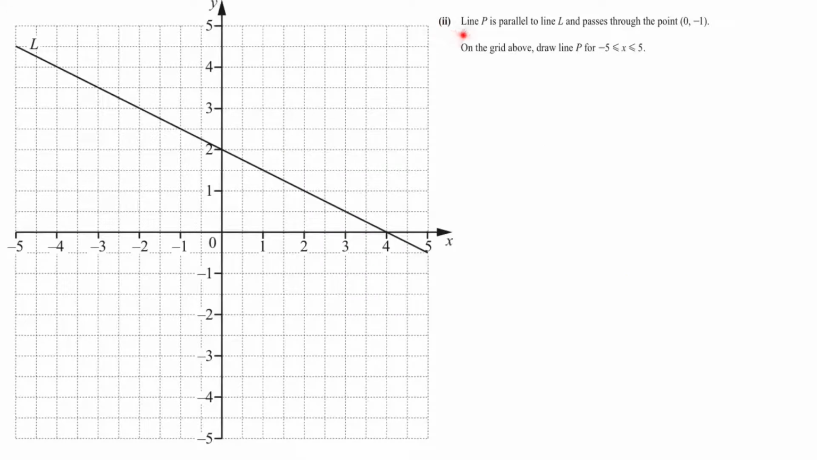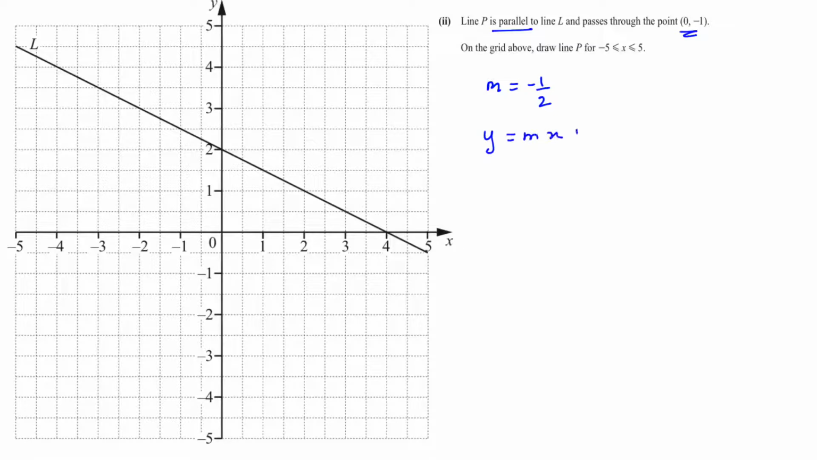In B2, line P is parallel to the line L and passes through the point (0, -1). On the grid above, draw line P. So, if two lines are parallel, it means their gradient is the same. So, gradient is equal to negative half. And the point has been given to us.